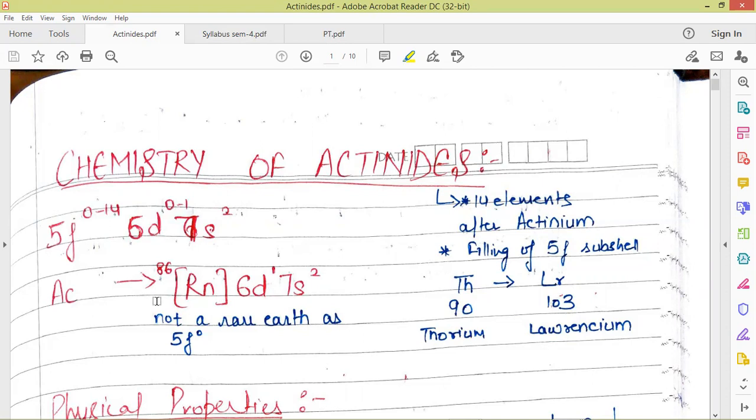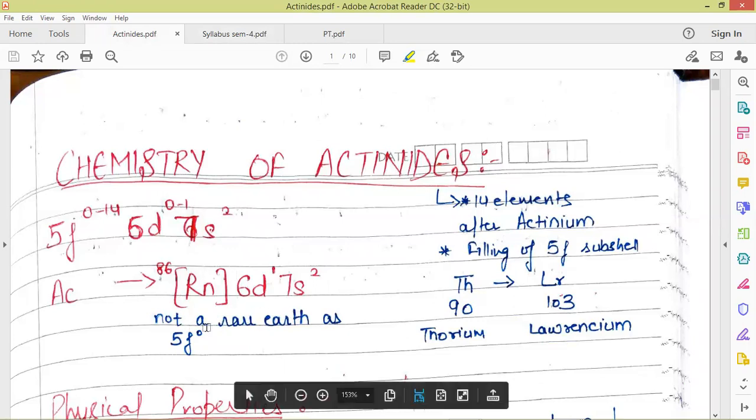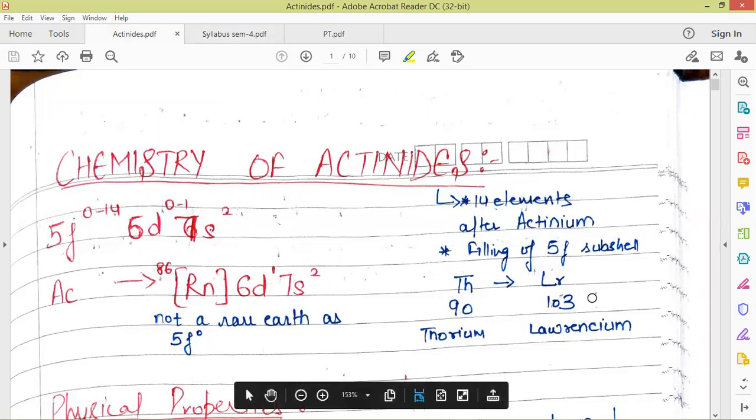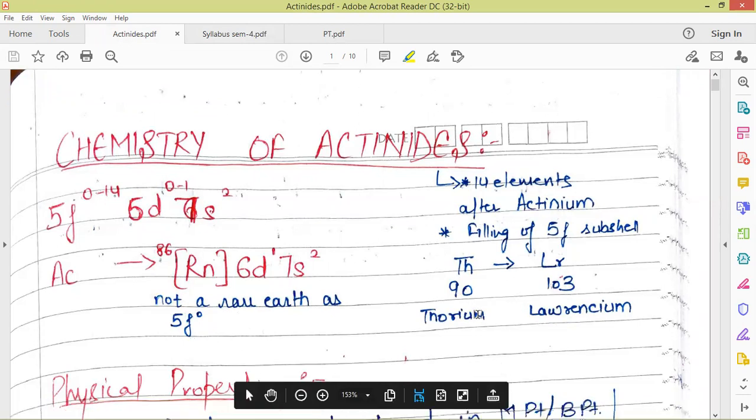This is the electronic configuration of actinium. Here this is the noble gas radon, with atomic number 86, 6d1 and 7s2. Here it should be 5f0, and it should be there before 6d. That means it is not an f block element, because there is no electron present in the 5f subshell, as 5f is 0. So actinium is not a part of actinides, but the 14 elements coming after actinium are called actinides, and they are the actinide series. These are the actinides, that is thorium to lawrencium with atomic number 90 to 103.